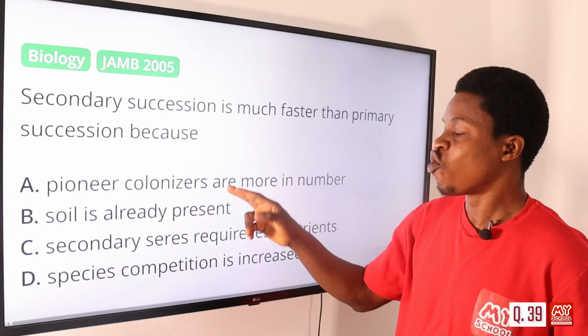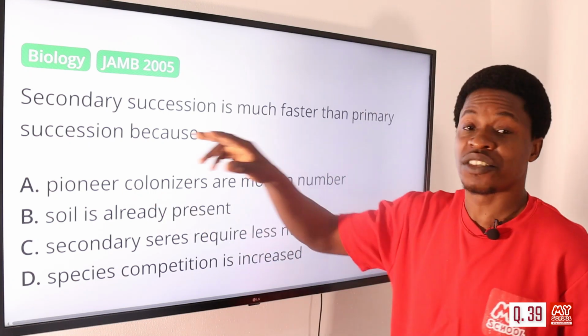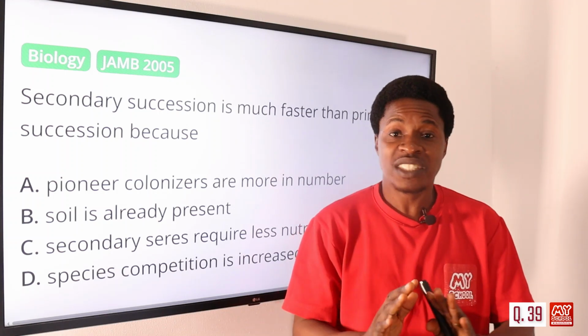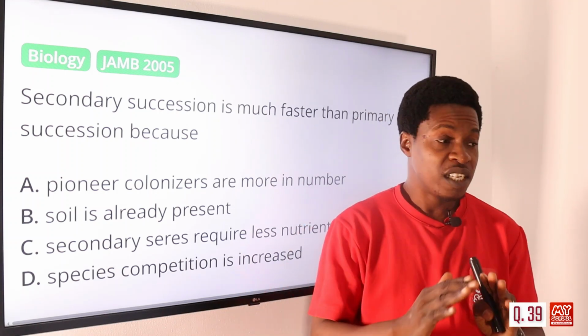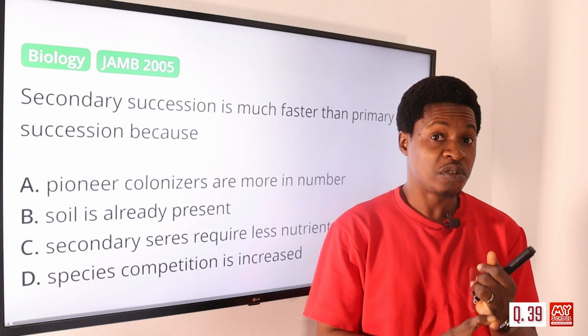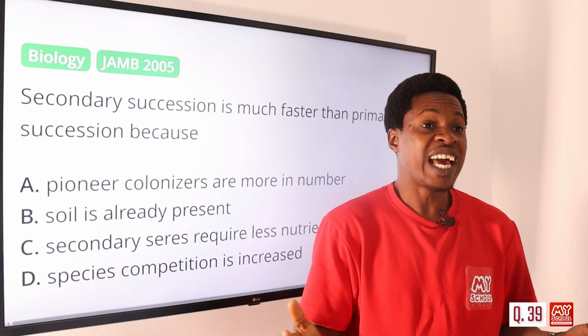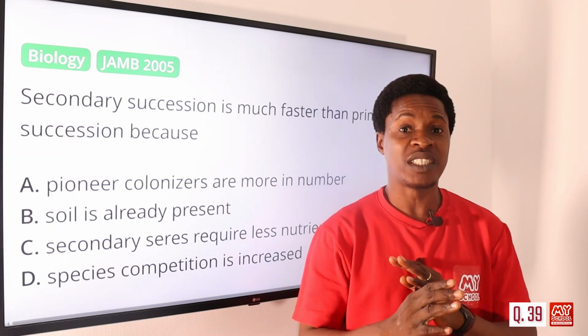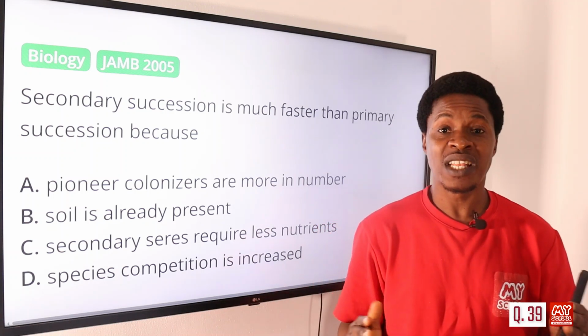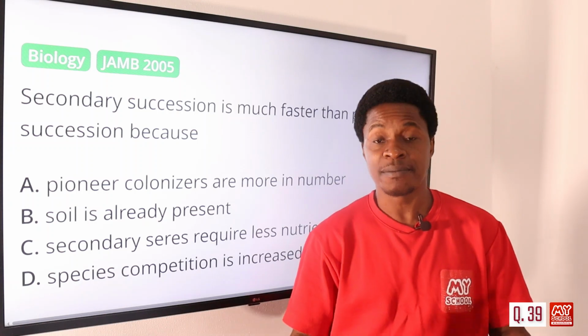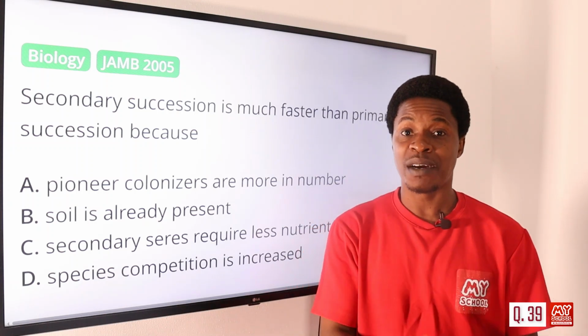Pioneer colonizers will be more in number in primary succession because the soil does not exist yet. It has not been formed. Primary producers are not there yet because they are just starting to come up. It is not like abandoned farmland where something has already been; here, nothing has happened and life is just beginning. So we call it primary succession.